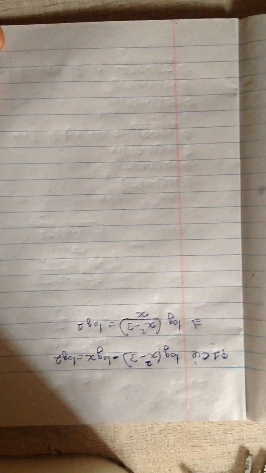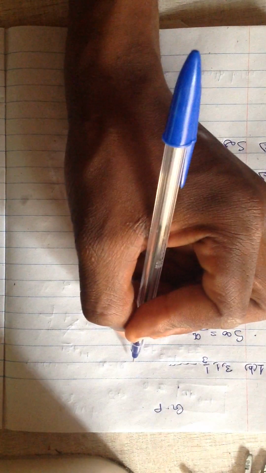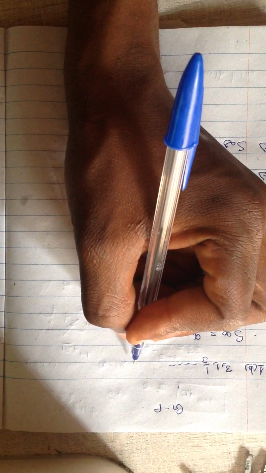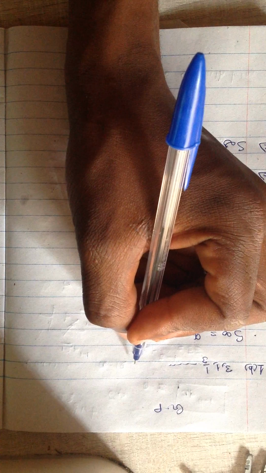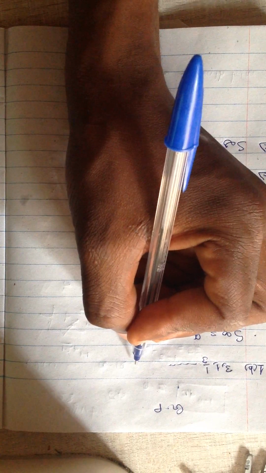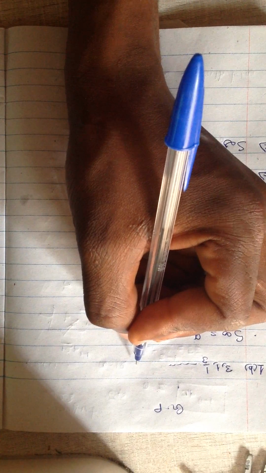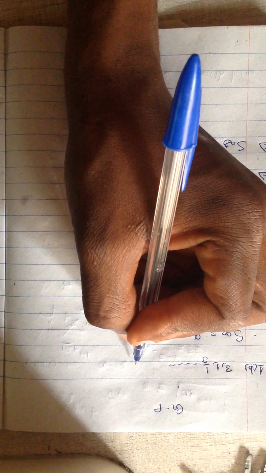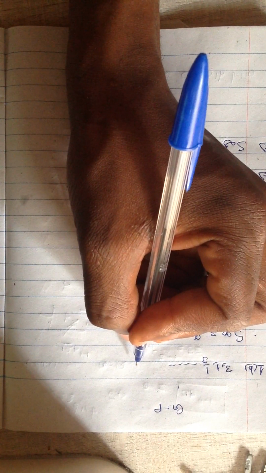Simple. I'll take you back to the rules of indices. The rules of indices say that if you are dividing and the bases are the same, you subtract the powers. But when it comes to the rules of logs, if you are subtracting the logs, you divide. If you're adding the logs, you multiply.